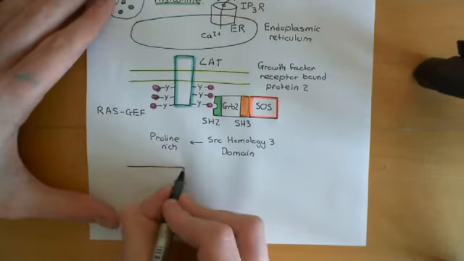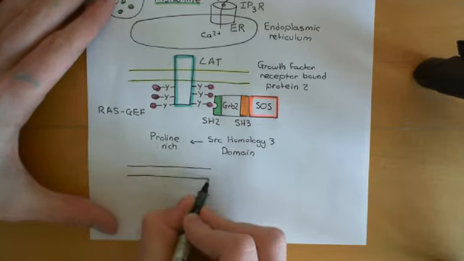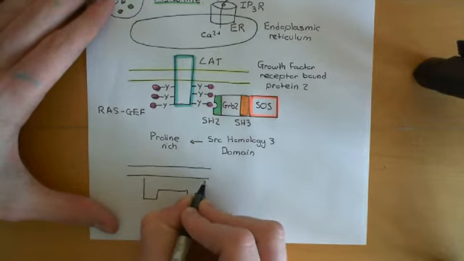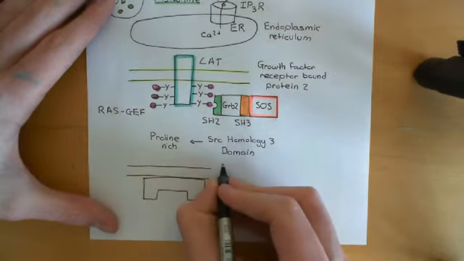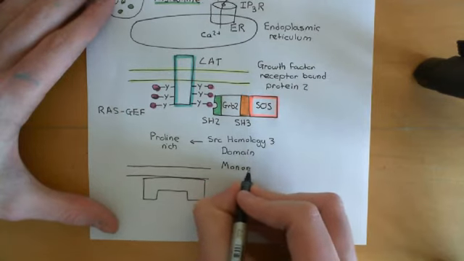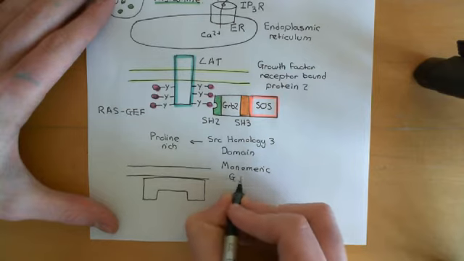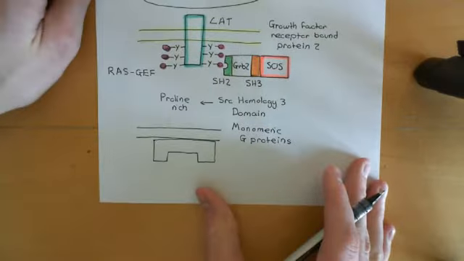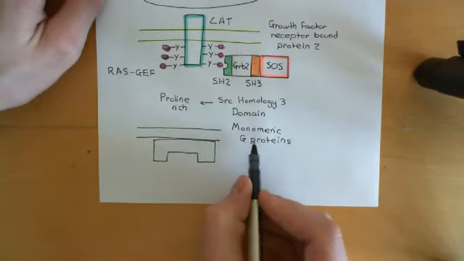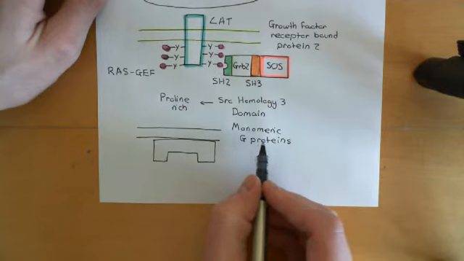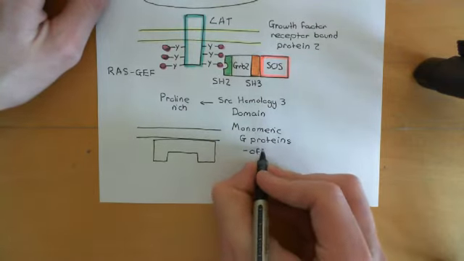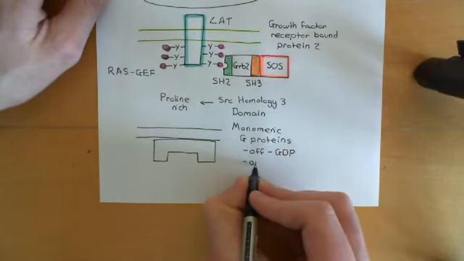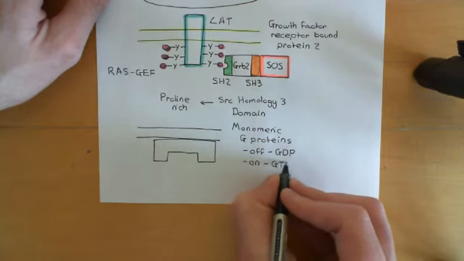So Ras monomeric G proteins, like all monomeric G proteins, can be in 2 states. Okay, they can be in an off state where they have guanosine diphosphate bound to them, and they can be in an on state where they have guanosine triphosphate bound to them. Okay, so monomeric G proteins are individual proteins. Contrast that to heterotrimeric G proteins, which we'll see later on in this video, where you have 3 separate subunits. These are just a single protein, and they can be in 2 states: the off state, in which they have guanosine diphosphate, GDP, bound to them, and the on state, where they have guanosine triphosphate, GTP, bound to them.